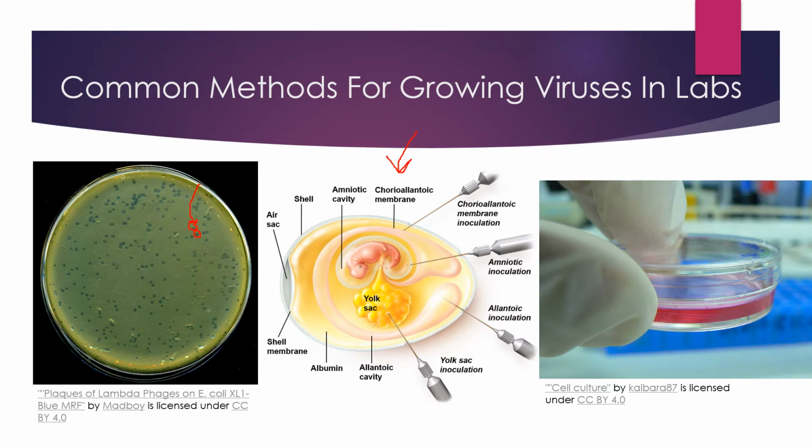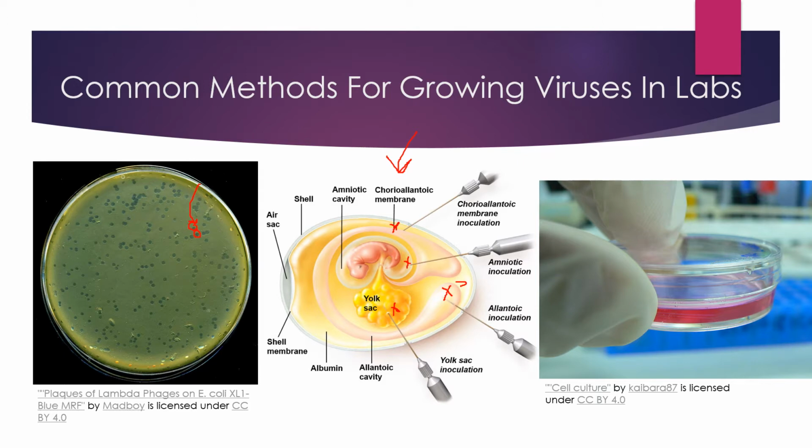For example, herpes simplex viruses can be injected into the yolk sac here, or they can be injected into the chorioallantoic membrane here. Influenza viruses are grown somewhere else completely, in the allantoic cavity around here. They can also be grown in the amniotic sac here.